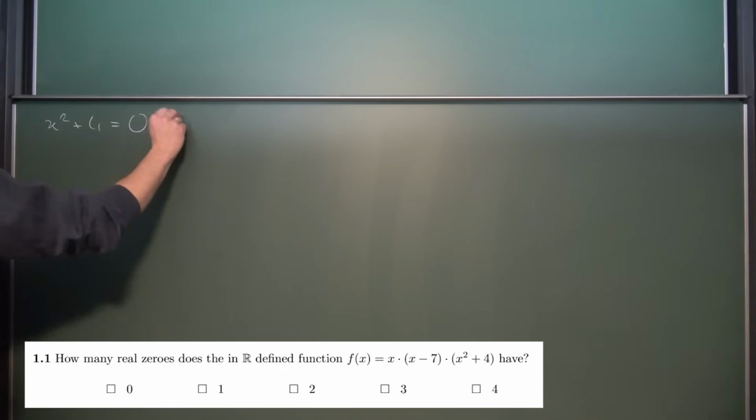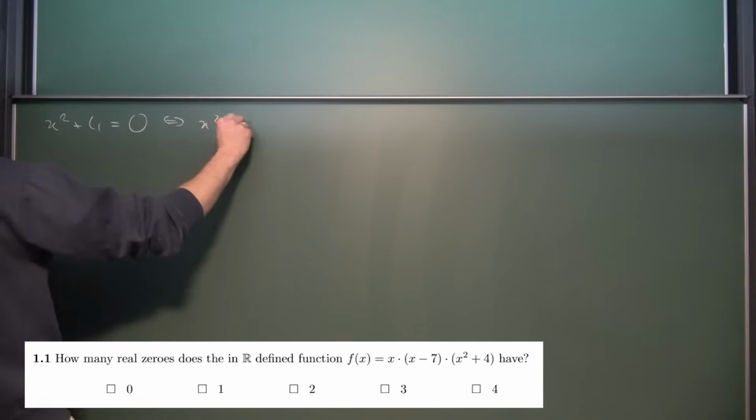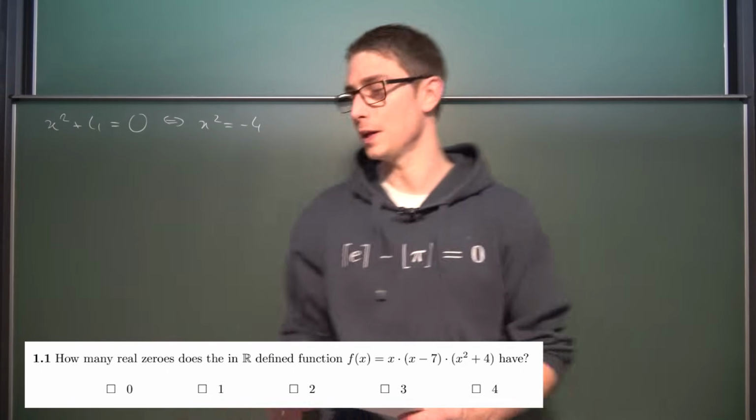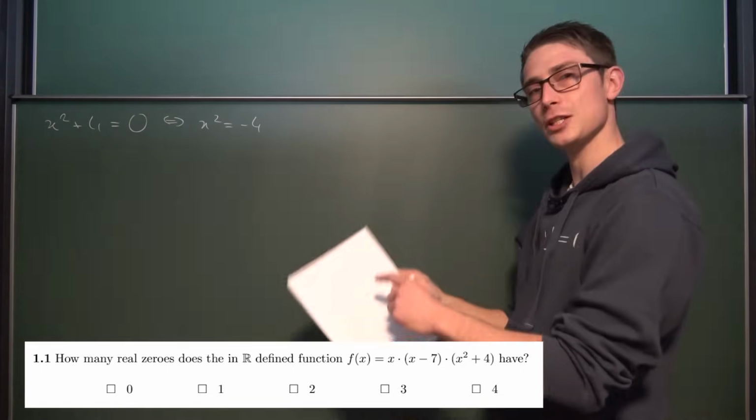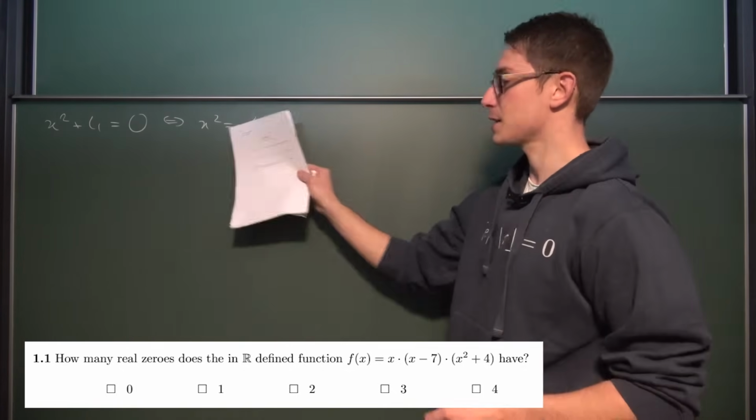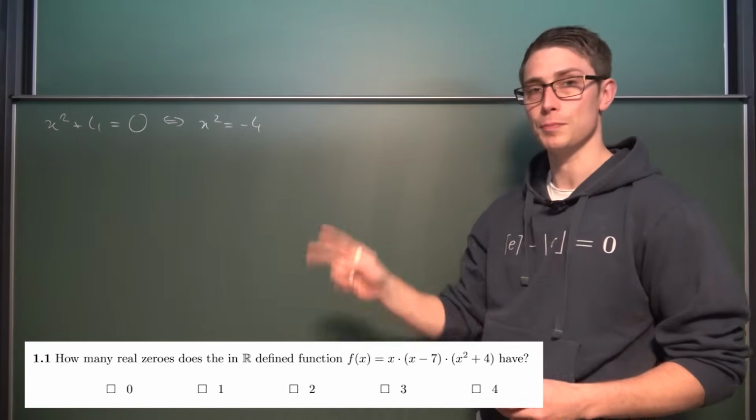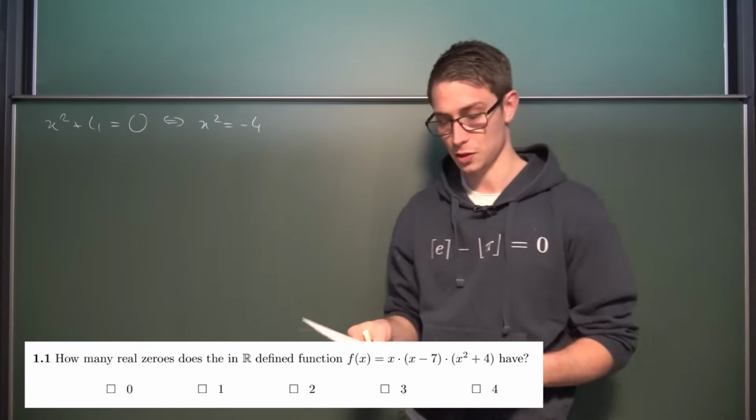If we were to solve x squared plus 4 for its zeros, we are going to subtract 4 on both sides, and then we are going to run into a little problem. Namely, this function is defined in the real numbers, and this doesn't have any solution. So the answer here would be 2. We got 2 real zeros to this function.